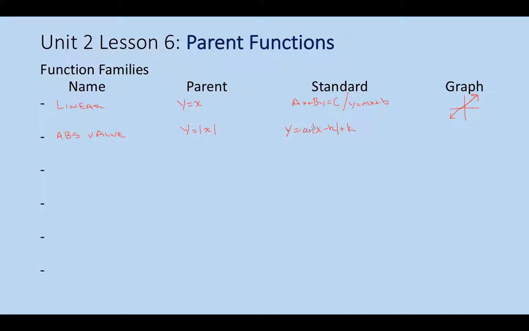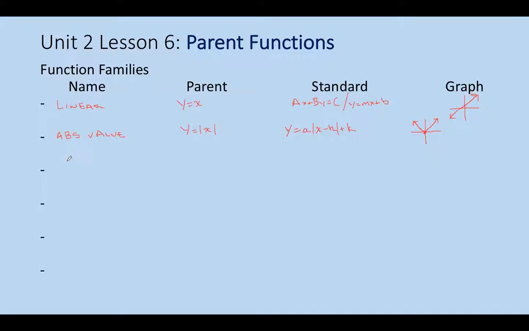We're going to talk about what the a, the h, and the k values do in the next lesson, but suffice it to say that when you graph an absolute value function, specifically the parent form, you're going to get a V that has a slope of 1 here and negative 1 over there, and the vertex will be at the origin.